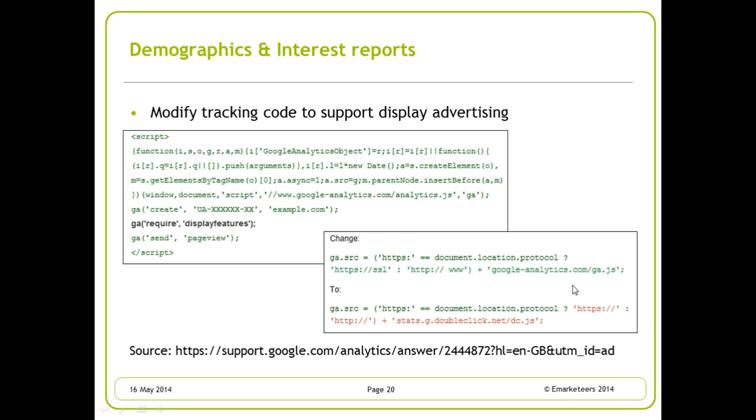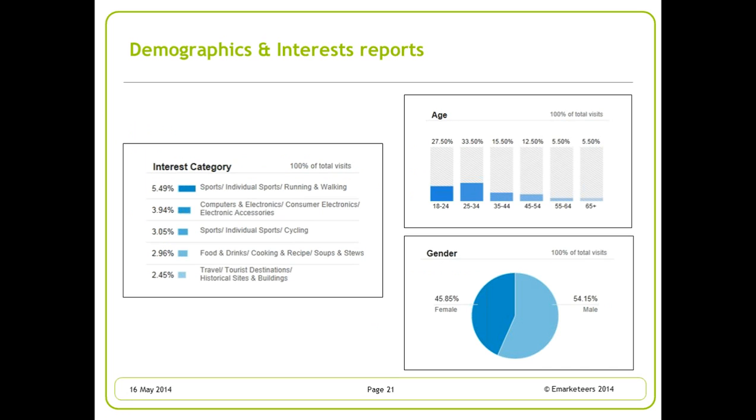Here, bottom right, this is the old tracking code and the way it used to be customized. Here in red, in the new Universal Analytics tracking code, all we need to do is add this one line, ga require displayfeatures, and that then will populate the demographic and interest reports in your Google Analytics account, and you will get to see data such as this, the age of your visitors, gender, interest, basically data coming from the Google Display Network.